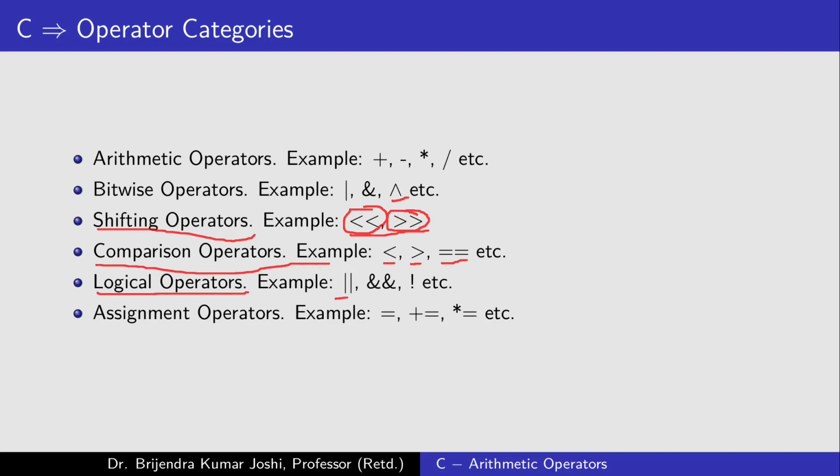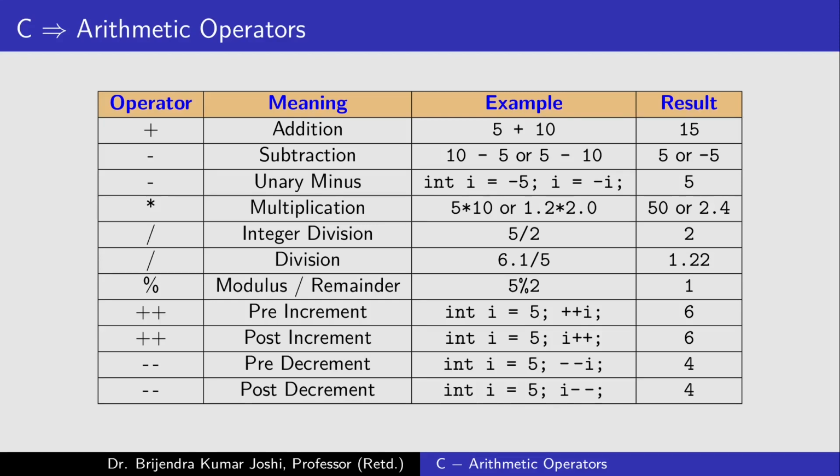This is the double vertical bar, which is used for logical OR. Next one is logical AND, and this is logical NOT. The last one is assignment operators. There are many assignment operators. Some of them have been listed here. This is the assignment operator, we know. This is plus assign, this is star assign, etc. Now let us see the meaning of each operator with small examples.